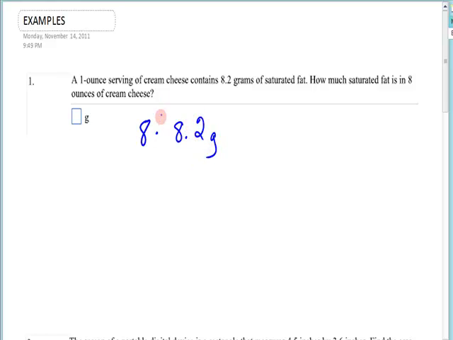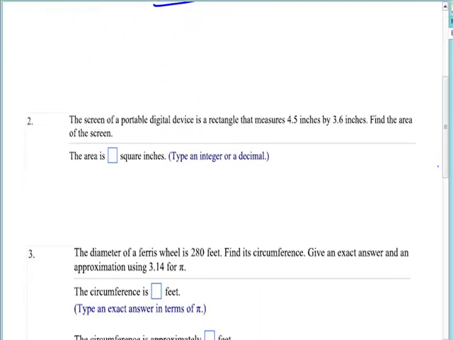That multiplication dot looks a little bit too much like a decimal, so I'll change it to parentheses. On my calculator, that's all I need to do: 8 times 8.2, we're going to get 65.6 grams of saturated fat. That's a good bit of fat. All right, let's look at number 2.